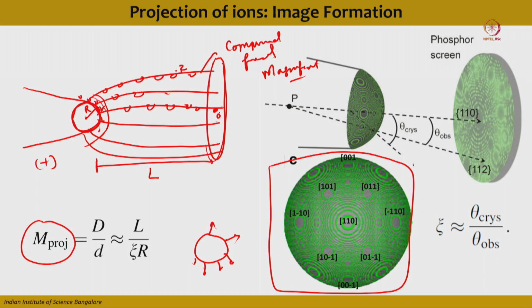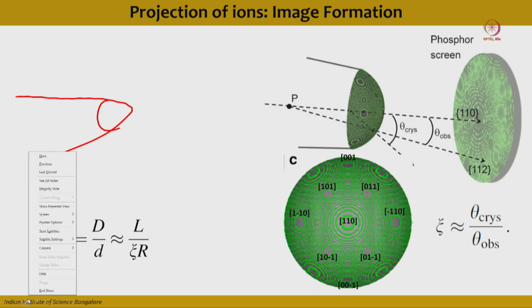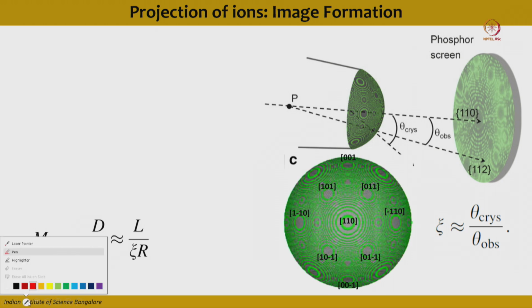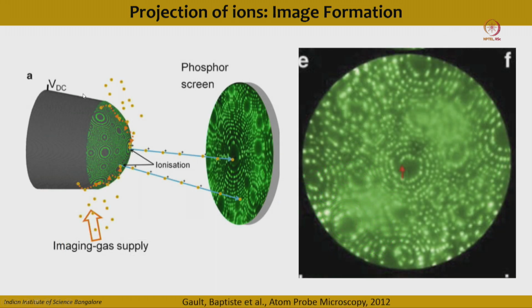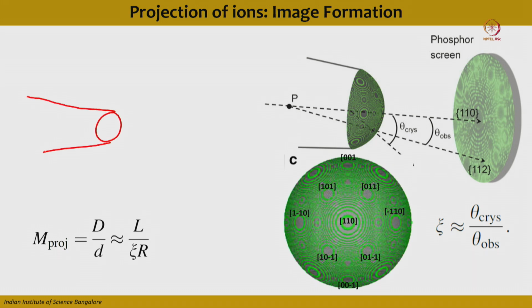Then the atom from this position. So if you have an atom probe tip with some radius of curvature r, and you have a fluorescent screen. This is the center O and this is your axis, fine.